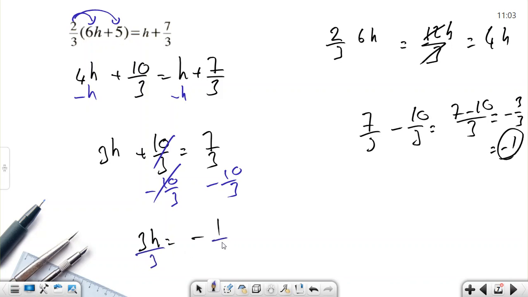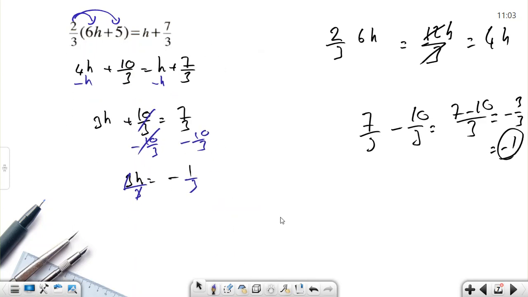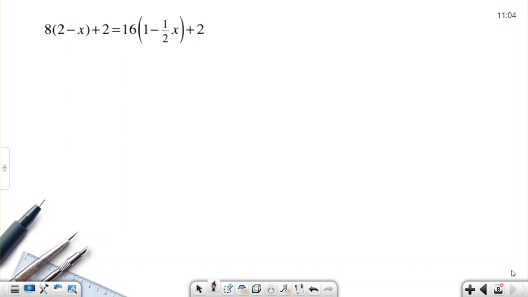Let's simplify by 3 on both sides. So 3 divided by 3 is 1. What will happen when we do 3 divided by 3? This will be 1. Any number divided by itself is equal to 1. Don't forget, we are doing this because of it. Okay, there is only h left and minus 1 over 3. What is the value of h? h is equal to negative 1 over 3. One more question, then this is the end of these examples.